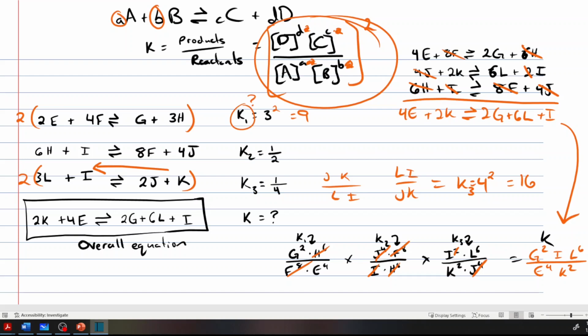Let's finish up the last little bit of this equation, just so we have an answer to go off of. We're going to be multiplying then our 9 times our 1/2 times our 16, and that will get us a grand total of 72. So that is our final K, in case you were looking for an answer. So hope that makes sense.